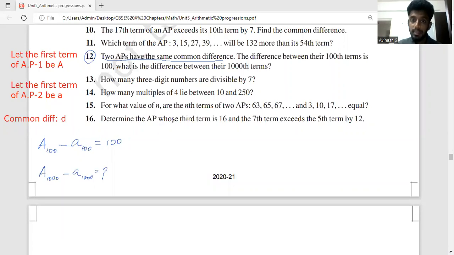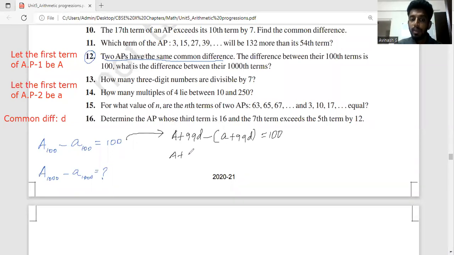So what I mean by this is, when I say capital A100, it means A plus 99d. That is the formula. Likewise, when I say small a100, it means small a plus 99d. This is given as 100. I am just equating this. Capital A100 means, for example, A10 is A plus 9d, so A100 will be A plus 99d. So I have used A plus 99d. The only difference is here I have used capital A, here I have used small a, just to show the difference between the two APs.